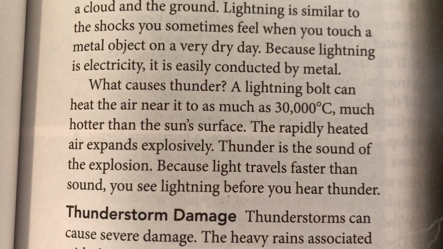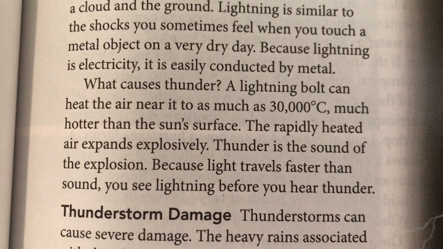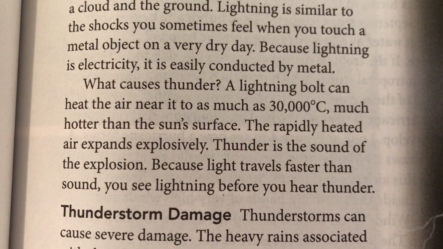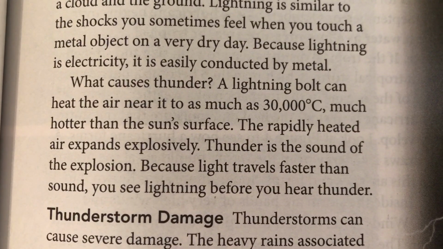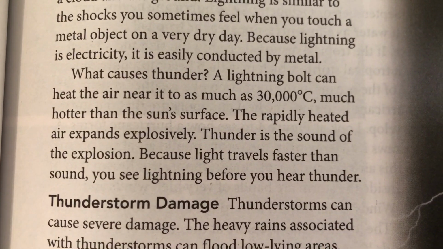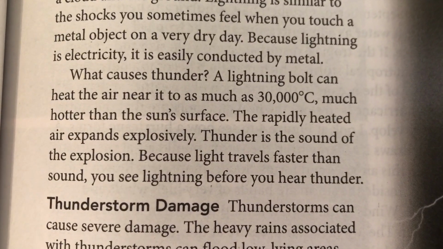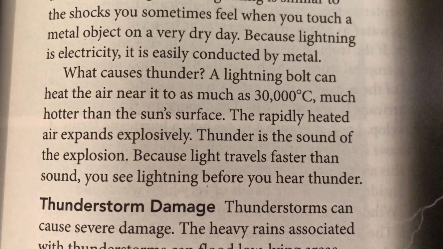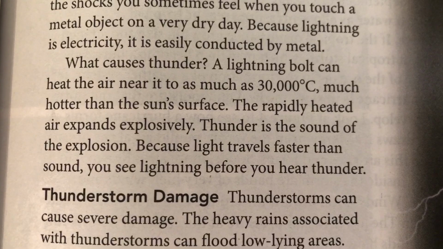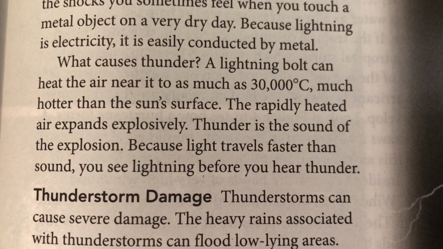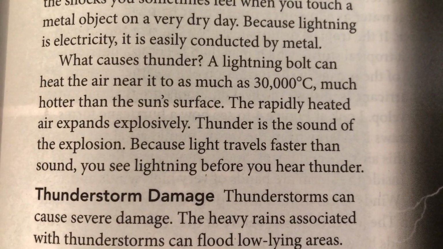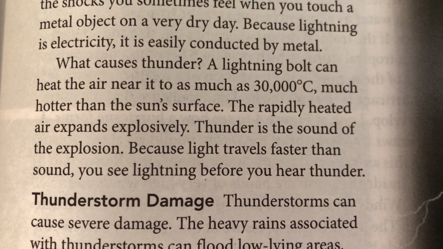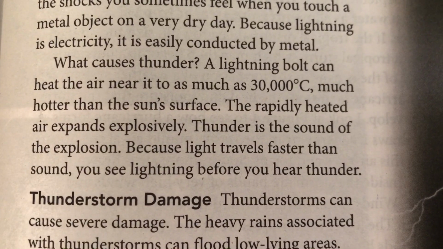What causes thunder? A lightning bolt can heat the air near it to as much as 30,000 degrees Celsius, much hotter than the sun's surface. The rapidly heated air expands explosively. Thunder is the sound of that explosion. Because light travels faster than sound, you see lightning before you hear thunder.